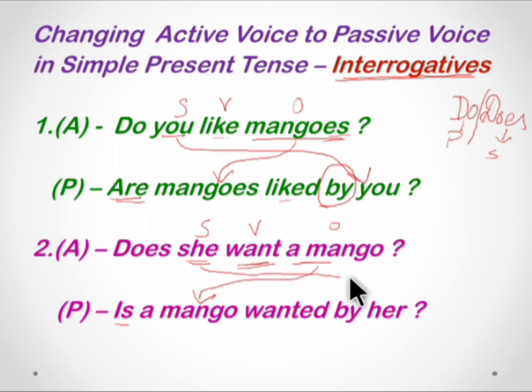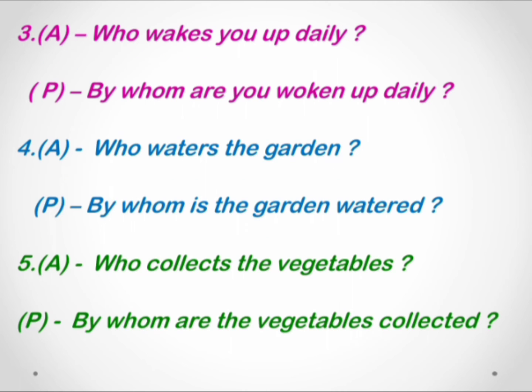And she will become her. The change in pronoun. By is used to denote the doer of the action. Next, in the WH questions, only who is used in active voice. In passive voice, who is altered as by whom.